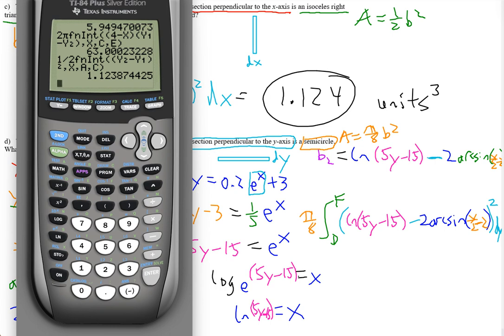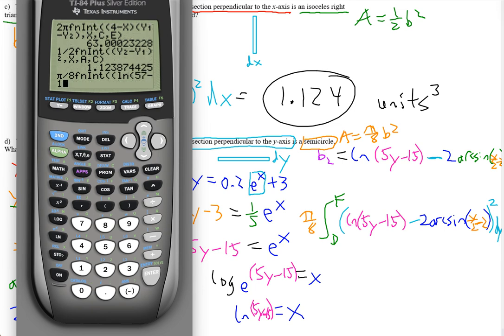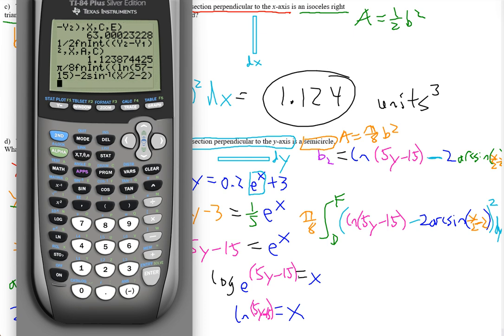So we'll put pi over 8 first, and then math 9, and then natural log. Well, first we need to open parentheses so we can square this whole thing. Natural log 5y minus 15, close parentheses, and then minus 2. And remember the calculator arc sine looks like second sine with a negative 1, and then we'd have x divided by 2 instead of y divided by 2, minus 2, close parentheses on the arc sine, and then close parentheses so we can square the whole thing. And then our variable x, lower limit alpha D, upper limit alpha F.